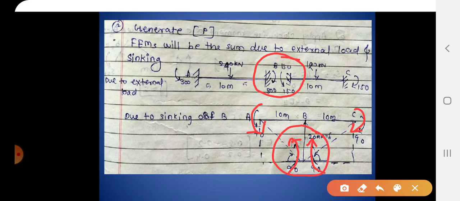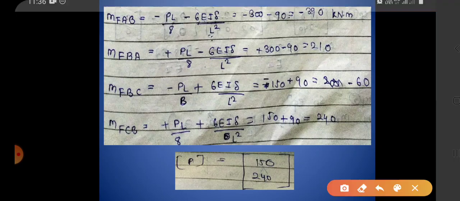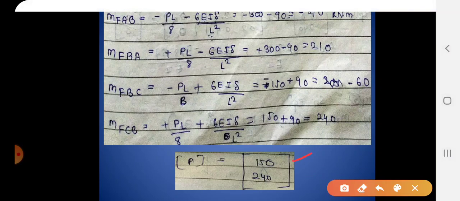And what will be the P2 value? The fixed end moment due to external load at C plus the fixed end moment at point C due to sinking of support. Here I have shown 150 and 240, because MFBA is 210 minus 60, which is 150, and MFCB due to external point load and due to sinking of support is 240. So we have generated the P matrix, the action due to external load and action due to sinking of support.